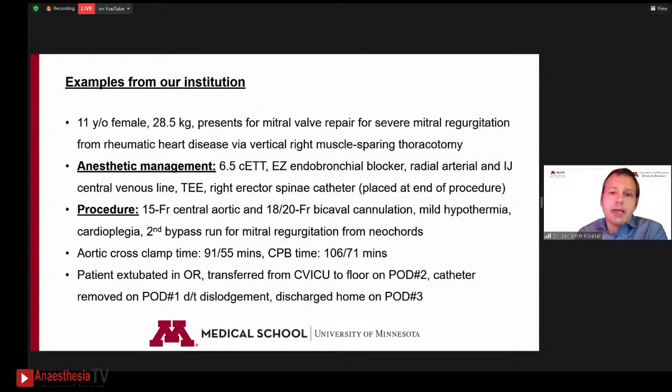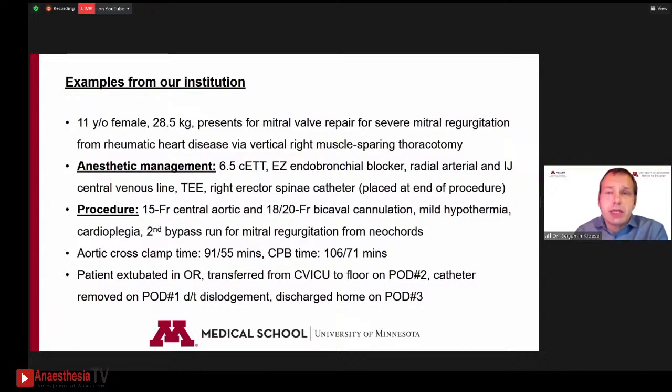Another example involves an 11-year-old female, 28.5 kilograms, who presented for mitral valve repair for severe mitral regurgitation related to rheumatic heart disease. That was also performed via right vertical muscle-sparing thoracotomy. In this patient, we achieved lung isolation with an EZ endobronchial blocker. She also had a radial arterial line and IJ central line placed, TEE, as well as a right erector spinae catheter, which was placed at the end of the procedure.